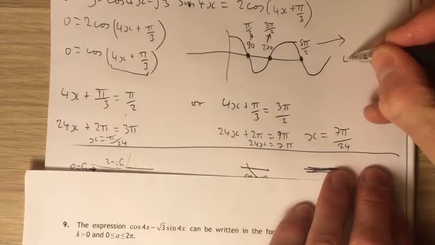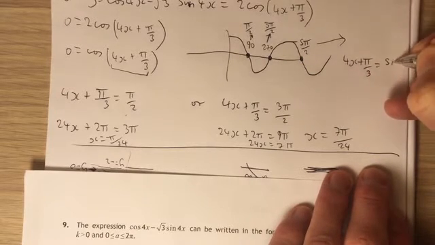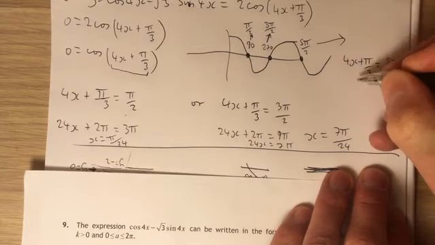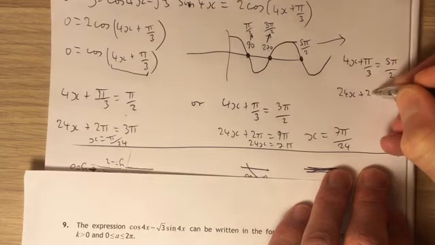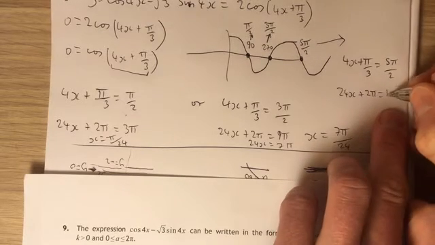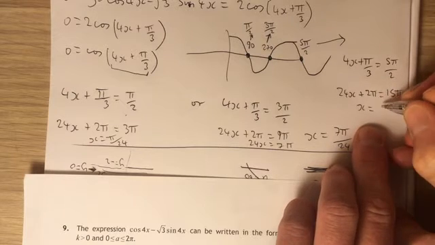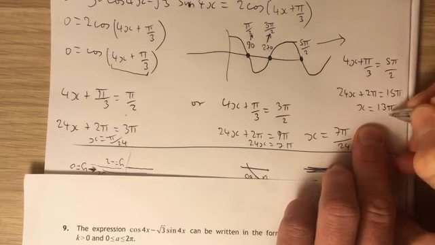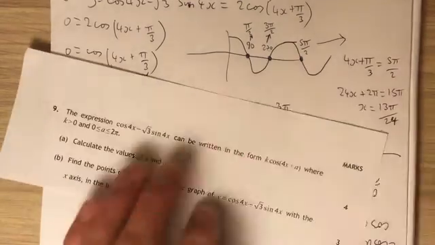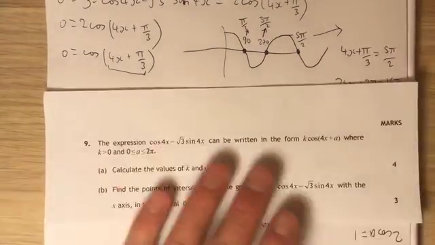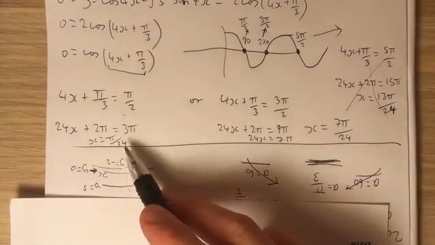That will be when 4x plus pi over 3 equals 5 pi over 2. Times by 6, 24x plus 2 pi is going to be 15 pi. Take it away, x is going to end up being 13 pi over 24. And that is actually just over half, so that one is outside the range. So I didn't need to do that. We were already done here and here.